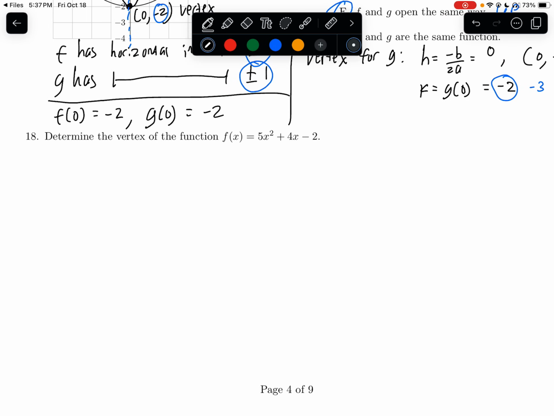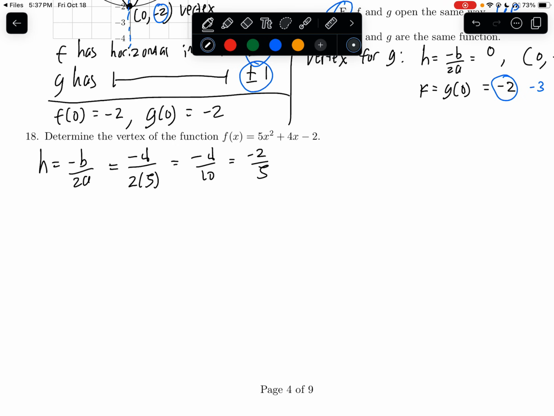We've done this a few times here. So we could do h equals negative b over 2a. You could complete the square, but that would be a little bit of work. So if you do it this way, negative b is negative 4. 2 times a is 2 times 5. So I get negative 4 over 10, which is negative 2 over 5.